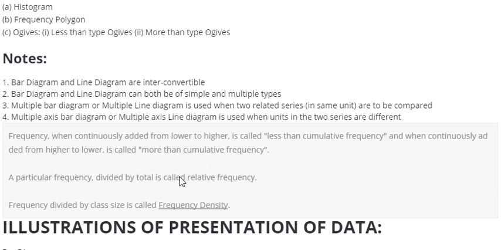A particular frequency divided by total means there are so many class intervals given, and you pick the frequency of any one class interval and divide it by total. That value will be called the relative frequency of that class. And frequency density is the frequency divided by class size, not total.